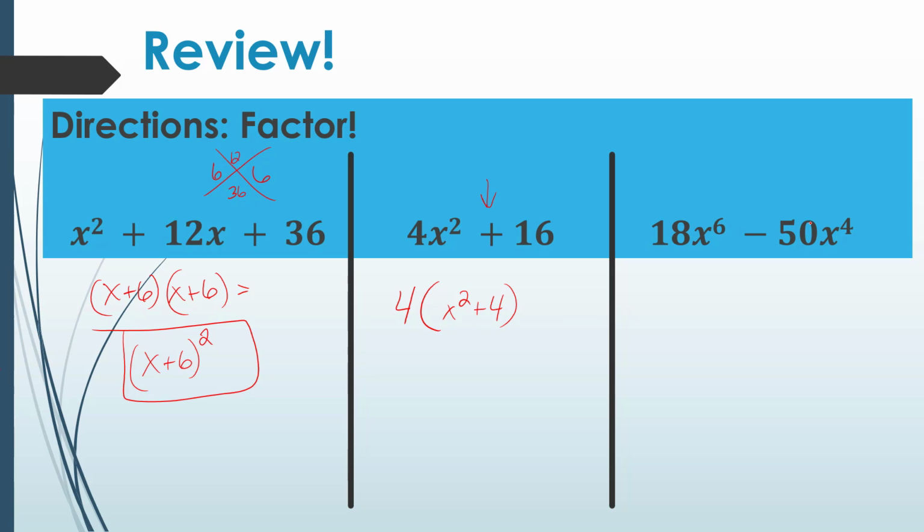18x to the 6th minus 50x to the 4th. Well, both of these are even numbers. They both have variables that have the same base. So let's go ahead and start with dividing out the 2x to the 4th and see what's left. That gives me 9x squared minus 25, where we'll realize, hey, this is a difference of squares. And since it's a difference of squares, we can take the square root of 9, which is 3, the square root of x squared, which is x, square root of 25, which is 5.